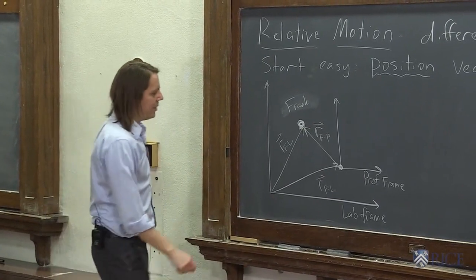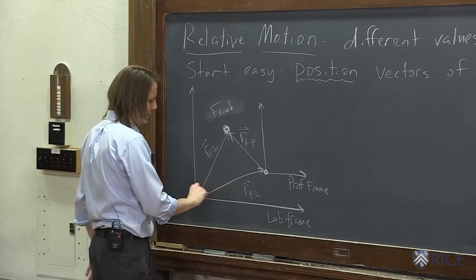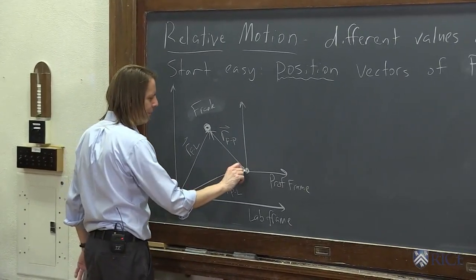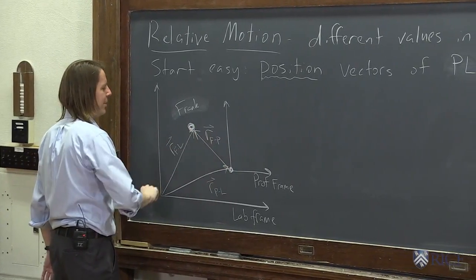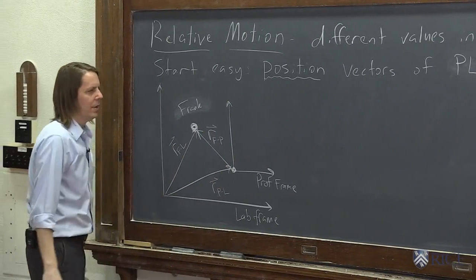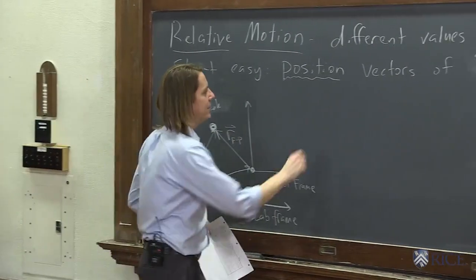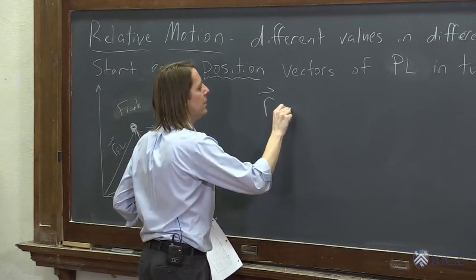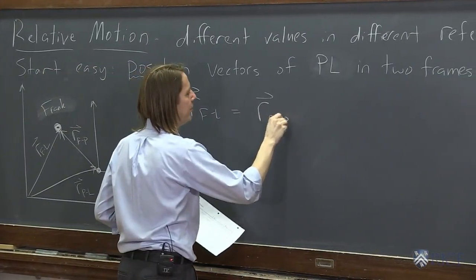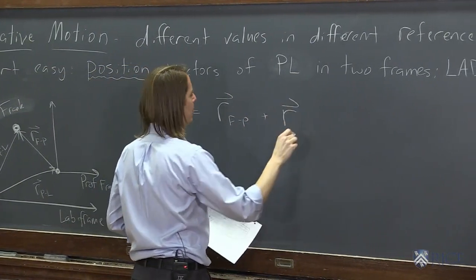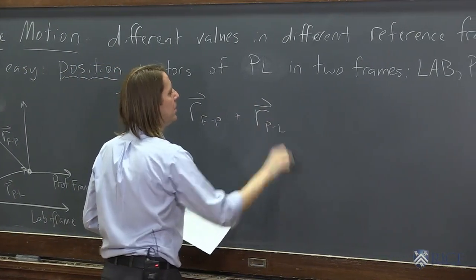But if you look at these, it also looks like we've added three vectors. You have R, professor in the lab frame, and then head to tail, you've added R, Frank in the professor's frame, and you get this vector, R, Frank in the lab frame. So you could write it like this. R, Frank in the lab, that vector is R, Frank in the professor frame, plus that vector, position vector, R, professor in the lab frame.